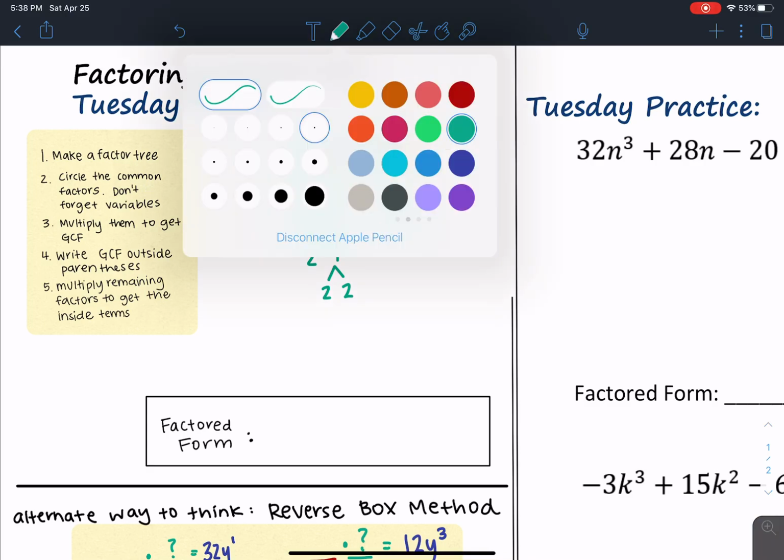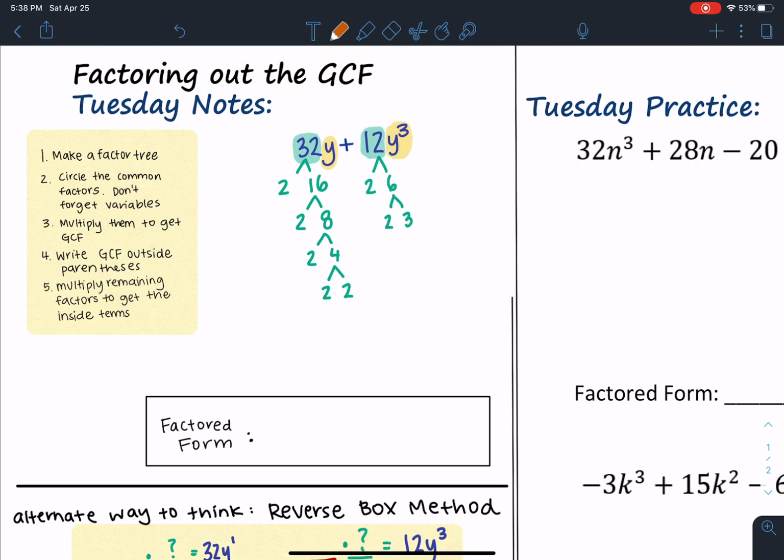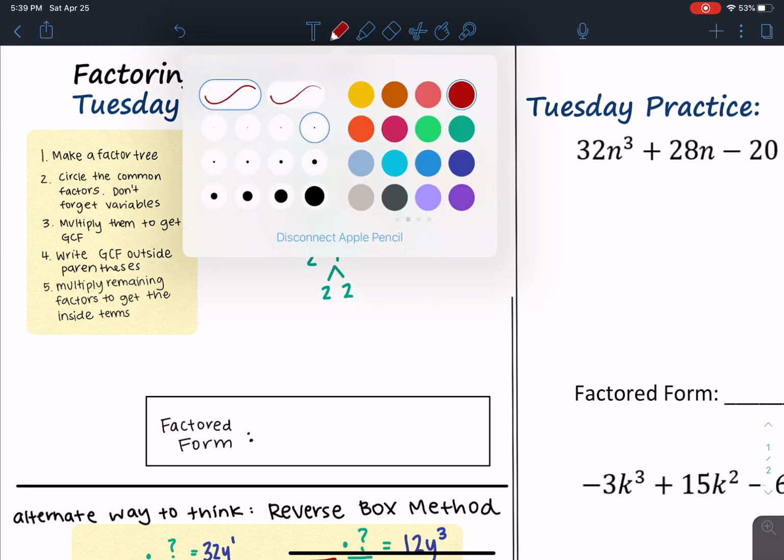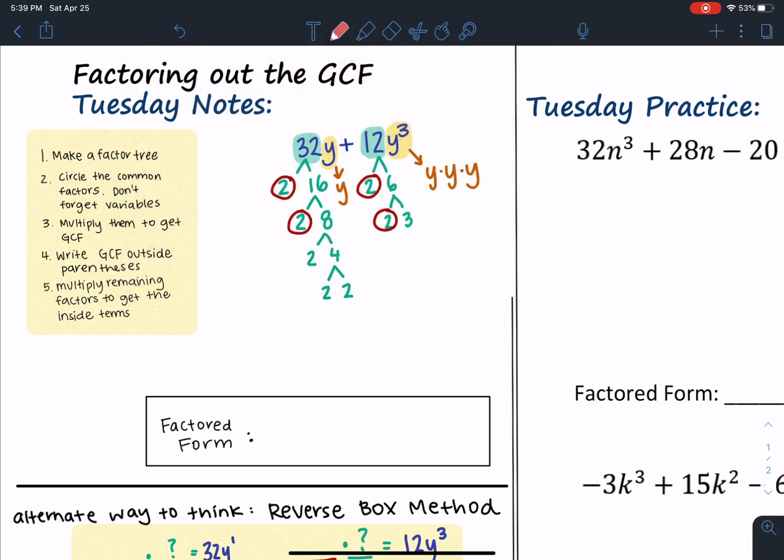I'm also going to break up the y's. So y becomes just 1y here, and then y3 or y cubed is 3y's. Second step is to circle all the ones that are common. So 2 is common. There's another 2 that's common, and then we're done with the 2's. There's a 3 here, but there's no 3's here.